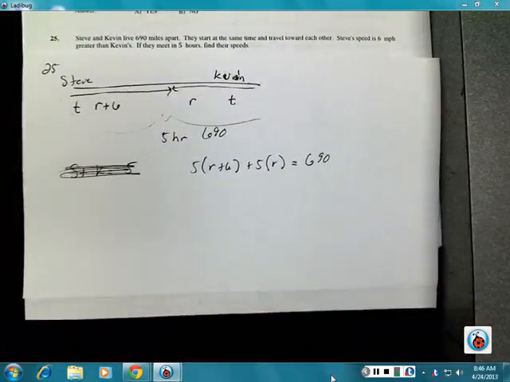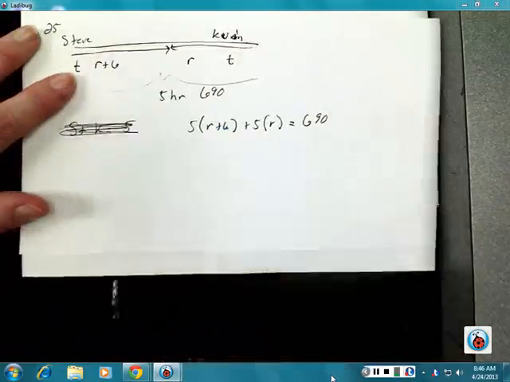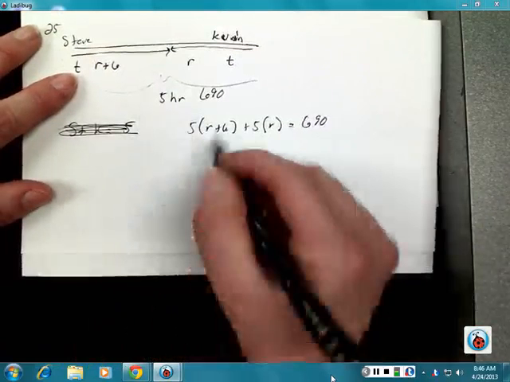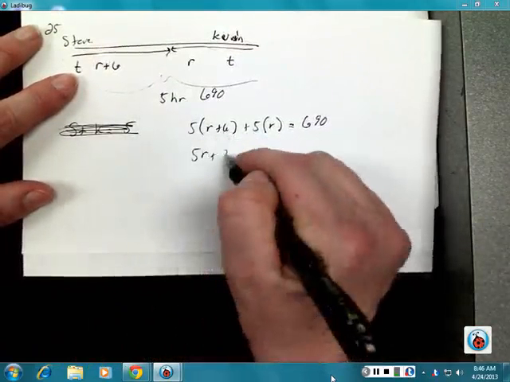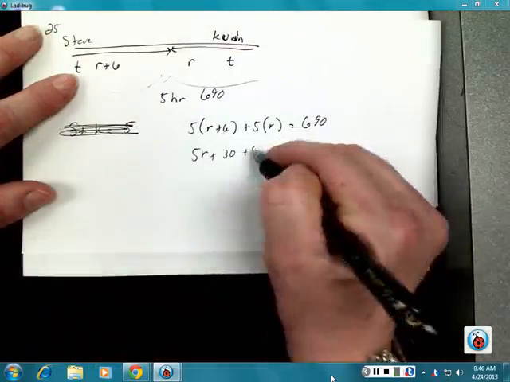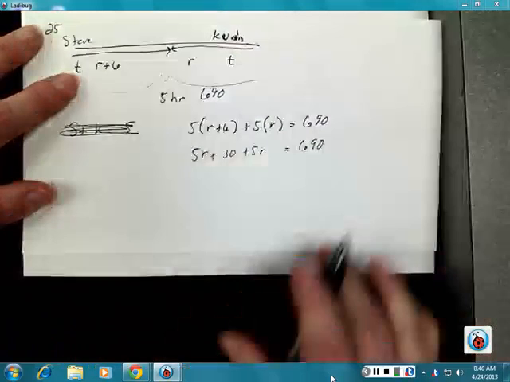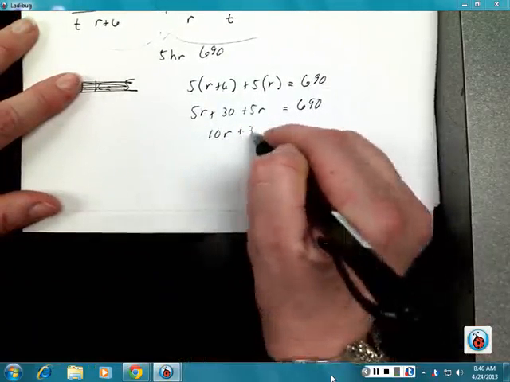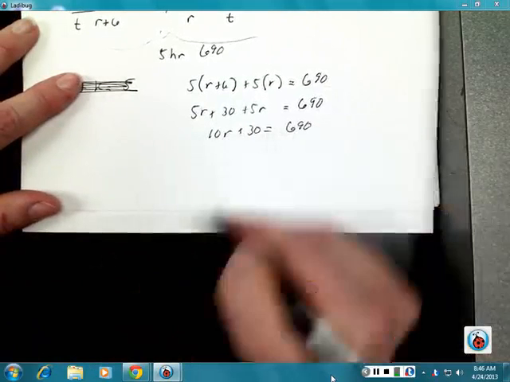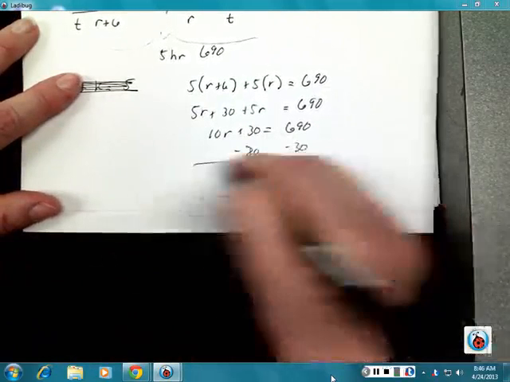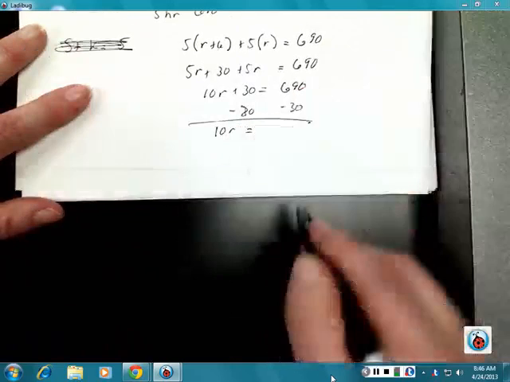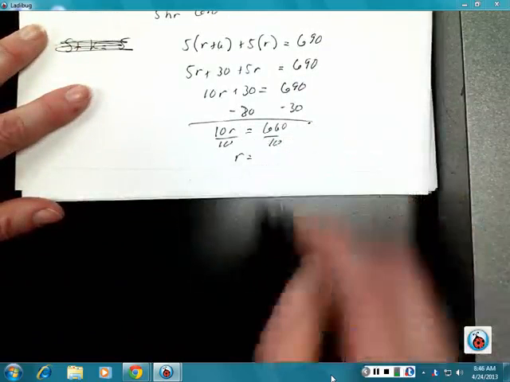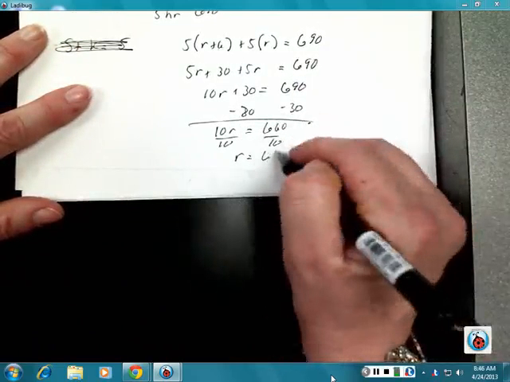So we're not going to use systems on this one. We're just going to use what we know about what each is doing, because the 5 hours is a constant value. So 5 times r is 5r, 5 times 6 is 30, 5 times r is 5r, equals 690. So put my 5r's together, gives me 10r plus 30 equals 690, minus 30. So I have 10r is equal to 660, divided by 10. And I find the rate that Kevin is driving is 66 miles per hour.